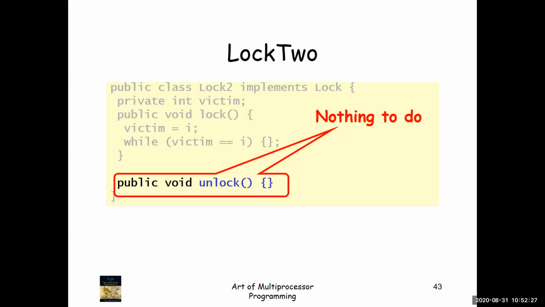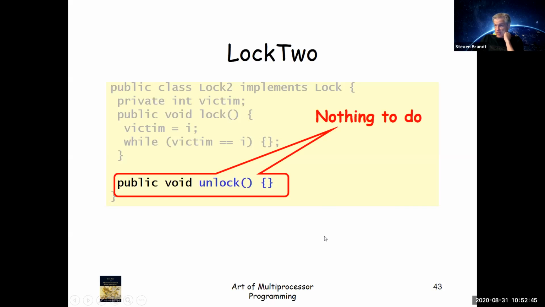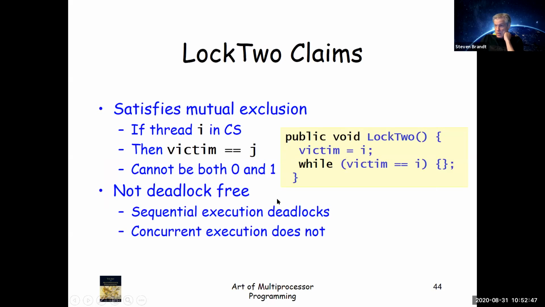You get starvation if no second thread comes along. Correct. Who said that? Okay, Chris. All right, thank you. Yes, that's the problem: if the other thread doesn't come along, then it's starved. So lock 2 satisfies mutual exclusion, but it has the problem with sequential execution deadlocks. The concurrent one does not.